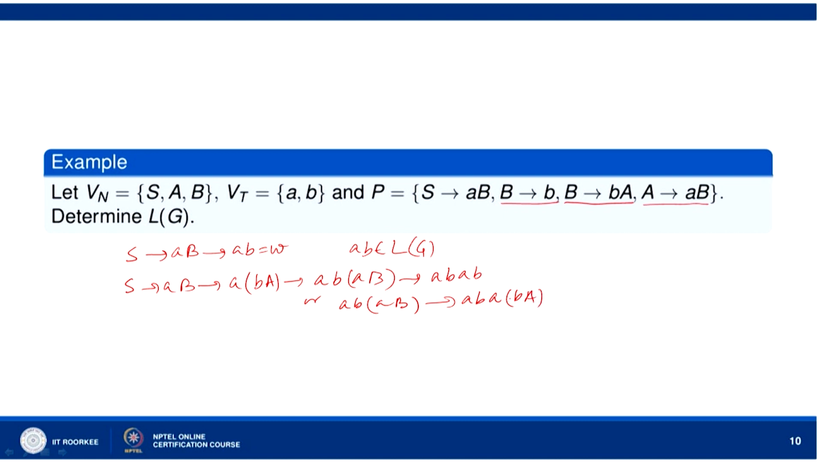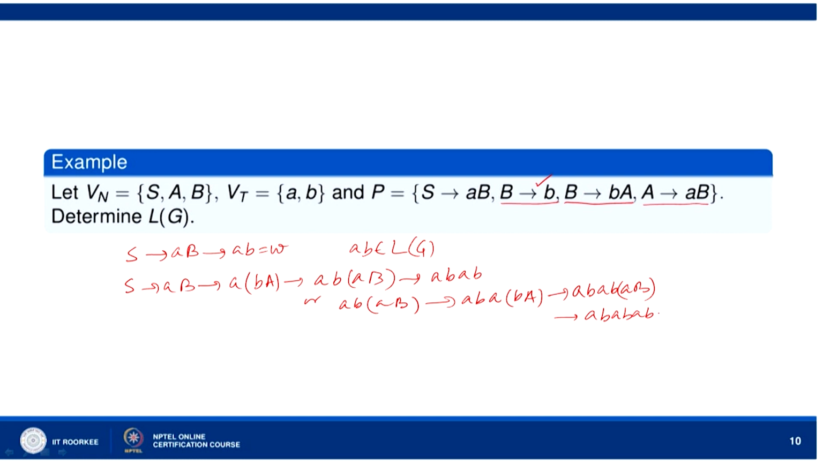Now, A goes to A B. So, let us use that. A B A B, A goes to A B. Now you can replace B with this B, and that will give you A B A B A B if you use this one. If you do not use this one and use B goes to B A, then here in place of B we shall have B A replaced with A B, and then B can be replaced with B.